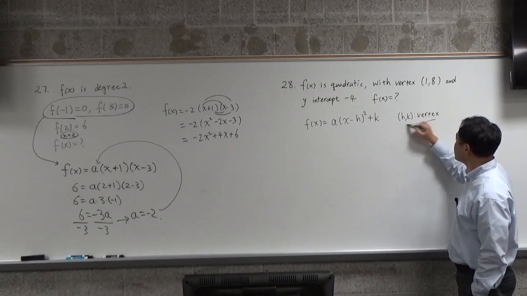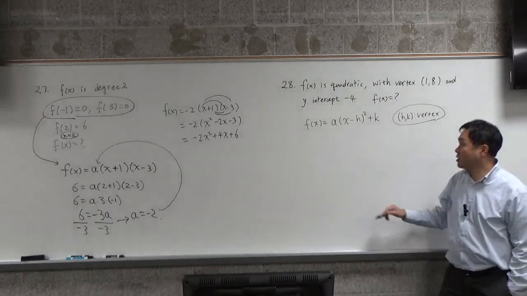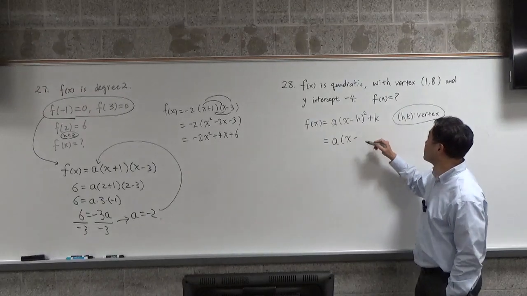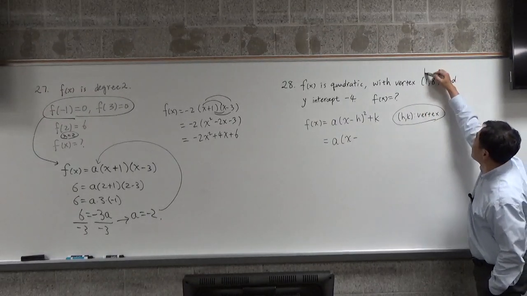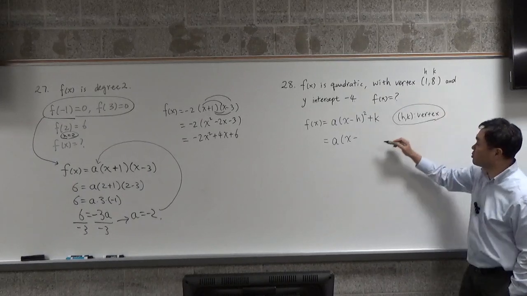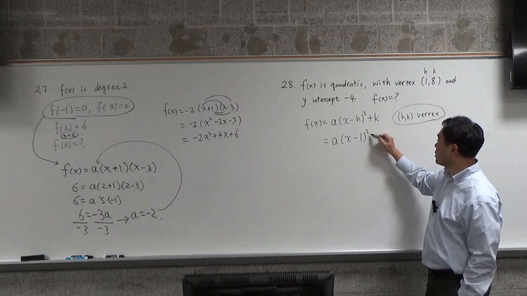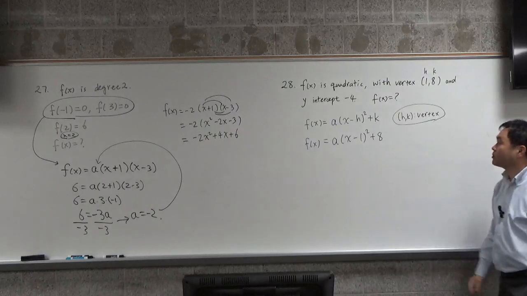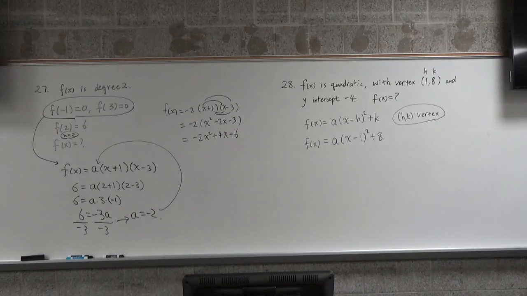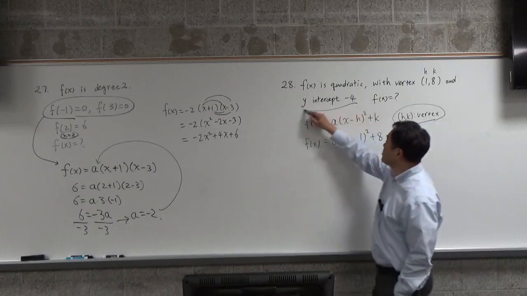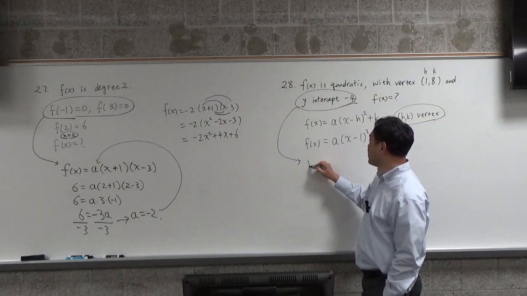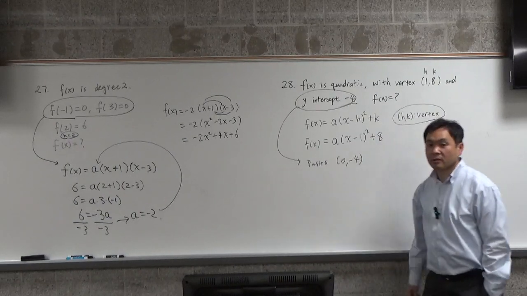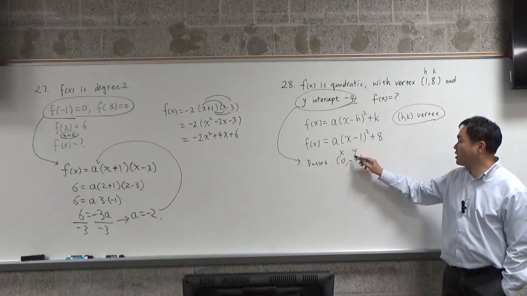Okay, so you get a times x minus, because the vertex is 1, 8, h is 1 and k is 8, so we put x minus 1 squared plus 8 equals f of x. Okay, the y-intercept is negative 4. What does y-intercept negative 4 mean? It means that it passes through the point 0, comma, negative 4. And that means when x is 0, y is negative 4.